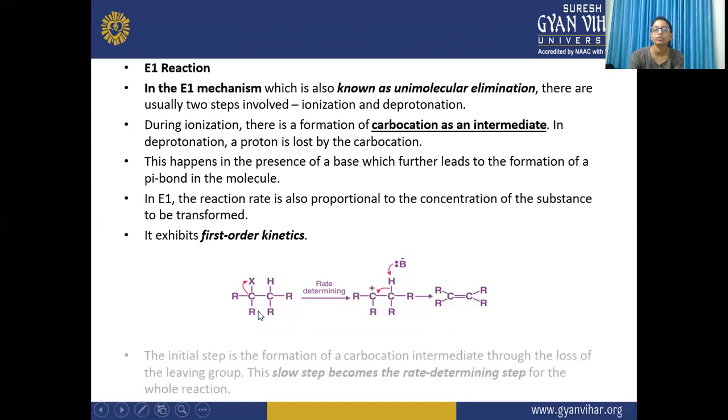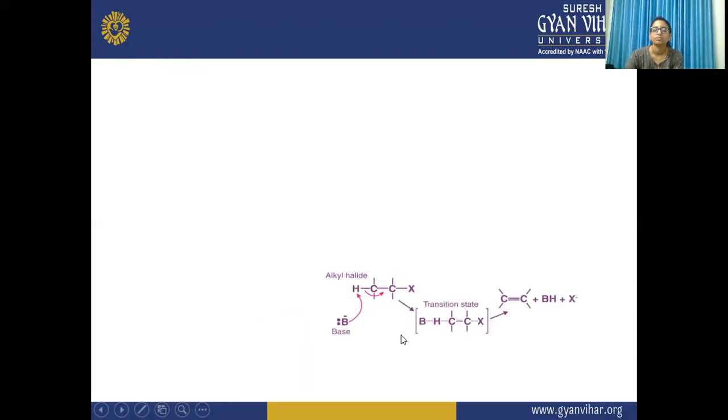In this reaction, you can see that the halogen takes the bond. After that, there is a formation of carbocation. Then the base attacks this proton, and there is a formation of pi bond, or you can say a formation of alkene. The initial step is the formation of the carbocation intermediate through the loss of the leaving group. This slow step becomes the rate determining step for the whole reaction.